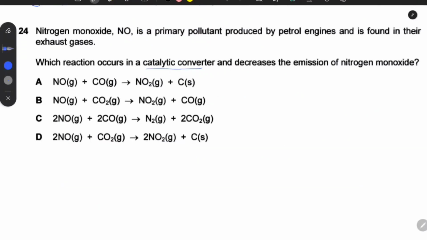Question number 24. Nitrogen monoxide is a primary pollutant produced by petrol engines and is found in their exhaust gases. Which reaction occurs in the catalytic converter and decreases the emission of nitrogen monoxide?